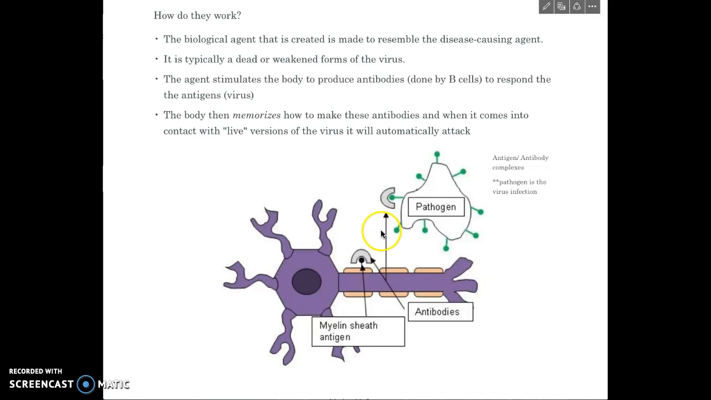So here's my antibody as it is attacking the pathogen. Pathogen is another term for foreign body object. It could be a bacteria, it can be a virus. And so here it is attacking this virus right here to try to get it to stop before it even gets to the nervous cell. So it's really important that we have that memory in our body in order to fight properly any type of pathogen that's going to come in line and come in contact with it.